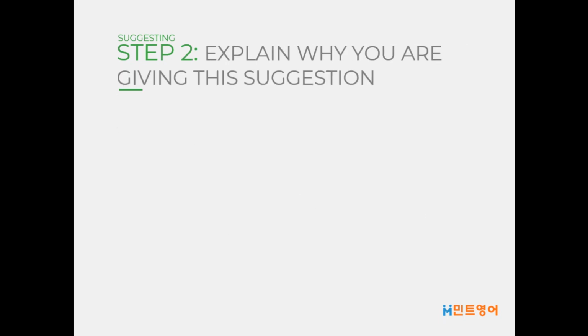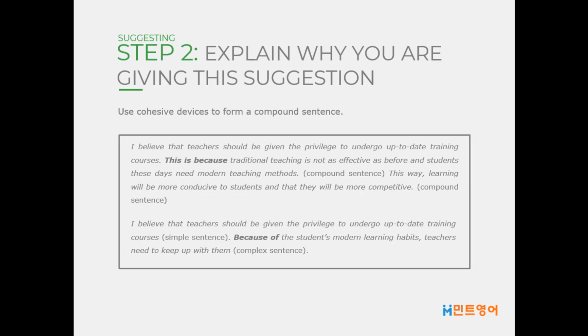It is necessary to elaborate your reason in giving such suggestion. With the use of cohesive devices, you will be able to do this effortlessly. There are a couple of cohesive devices that you can choose from, such as because, due to, and the reason is. Using these cohesive devices to form a compound sentence would be great, since you'll also be rated based on the sentence structures you use. Here are some examples that use some of the given cohesive devices.